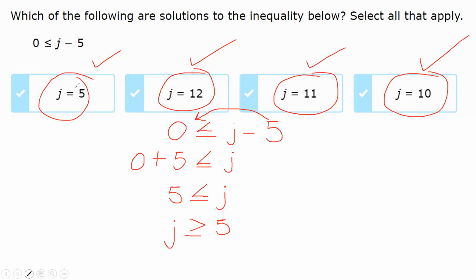Okay, so let's move on to the next one. Again, is there anyone who does not understand this? Let me know if you do not understand it.